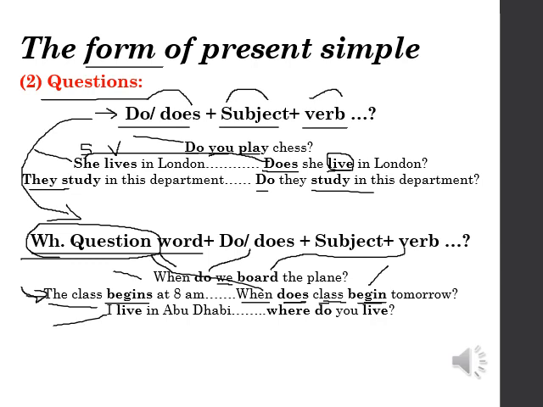The last example, I live in Abu Dhabi. This is from your book. هذه نقطة موجودة في كتبكم أول صفحة chapter 1. I live in Abu Dhabi. I is the subject, live is the verb. Where do you live? Where is the question word, do is the auxiliary, and I'm using do not does because I have you. ما استخدمت does لأنه عندي you الفاعل. Look at the verb in questions, they are base. Base يعني بدون أي إضافة, بدون الأس.